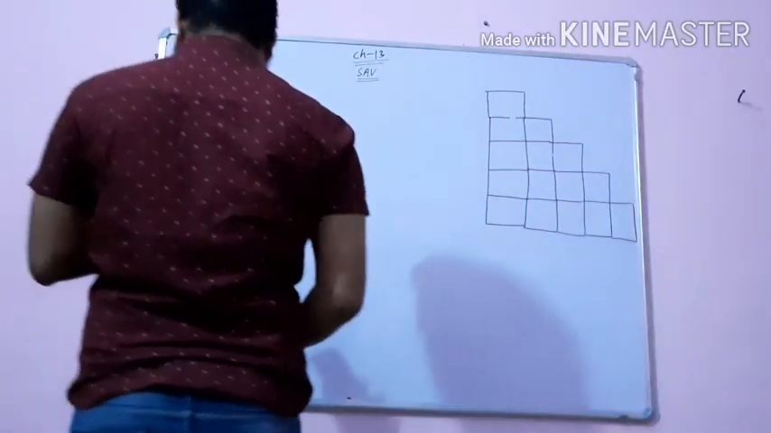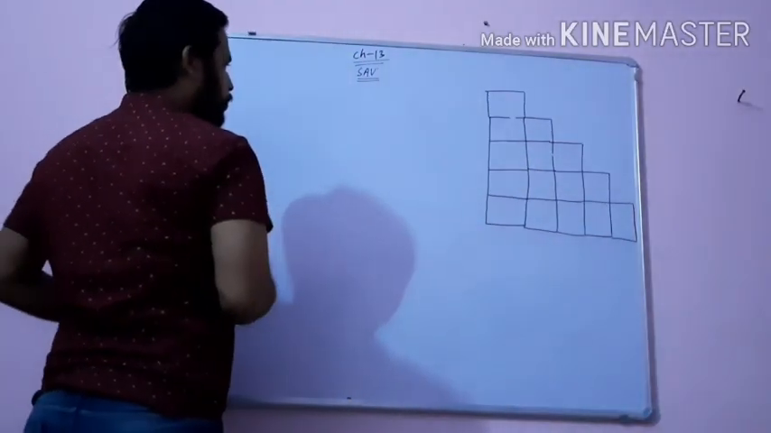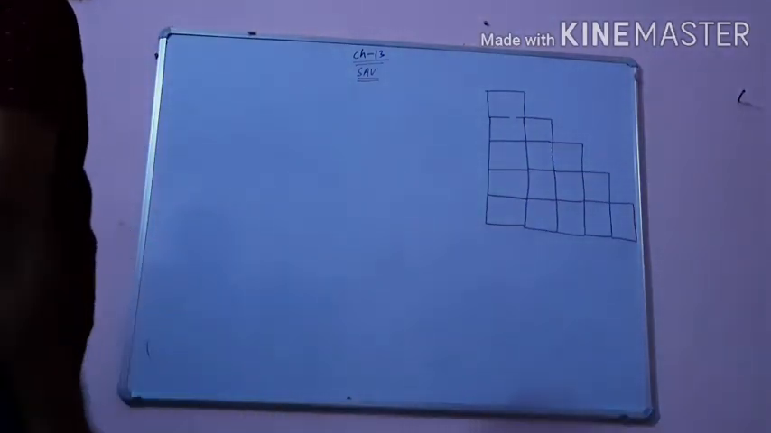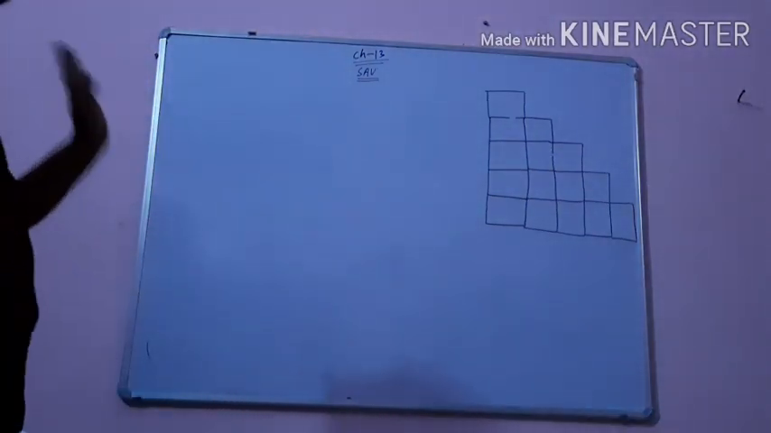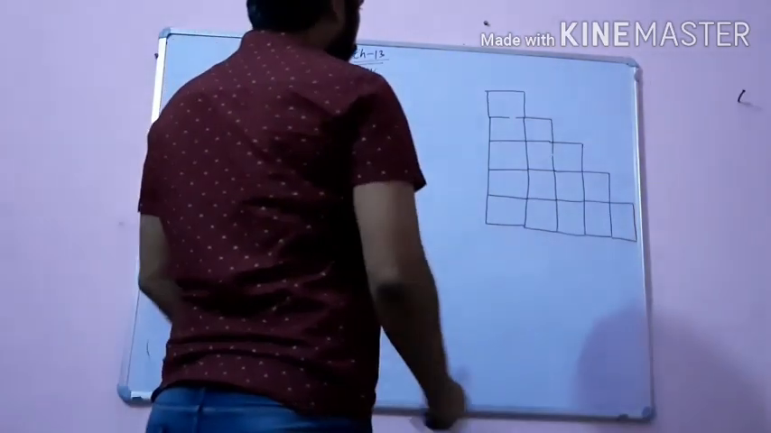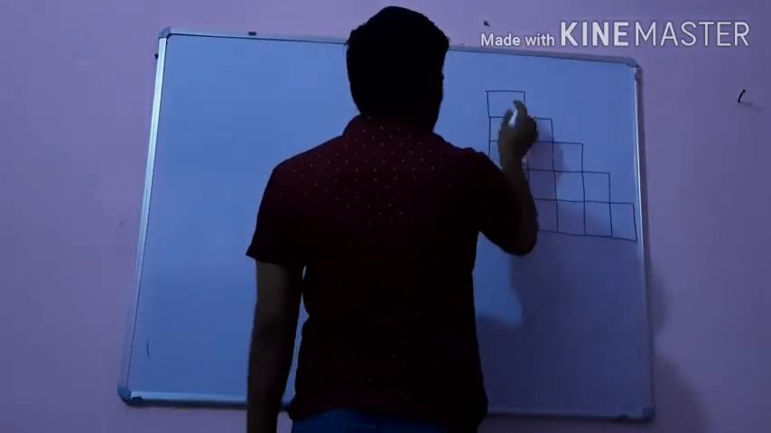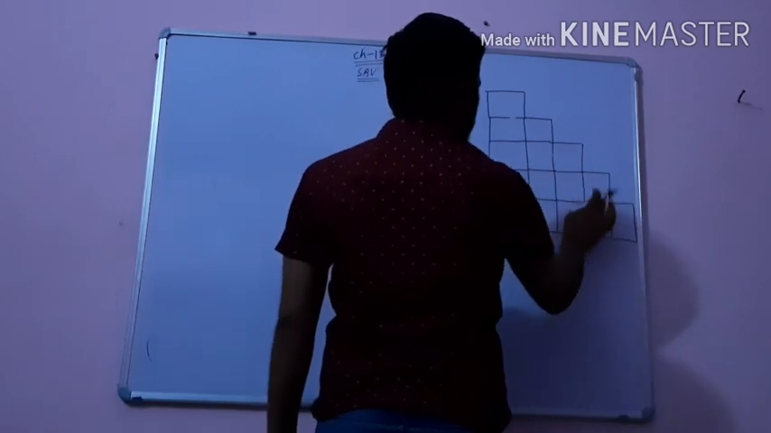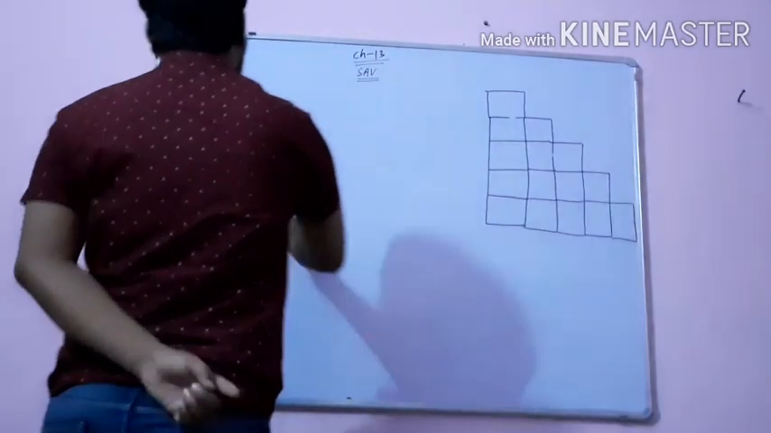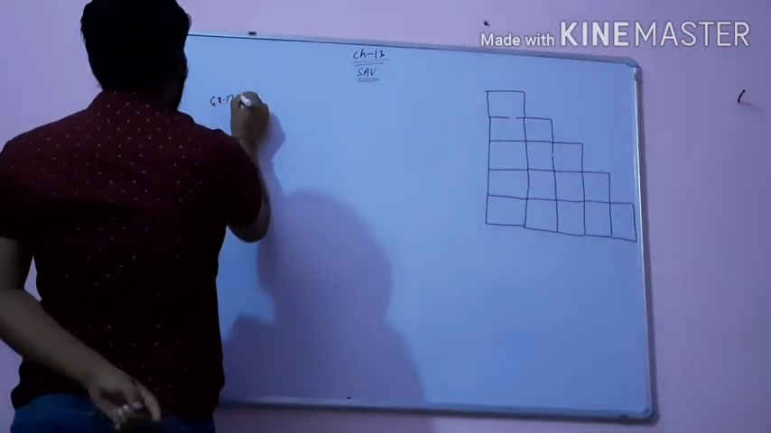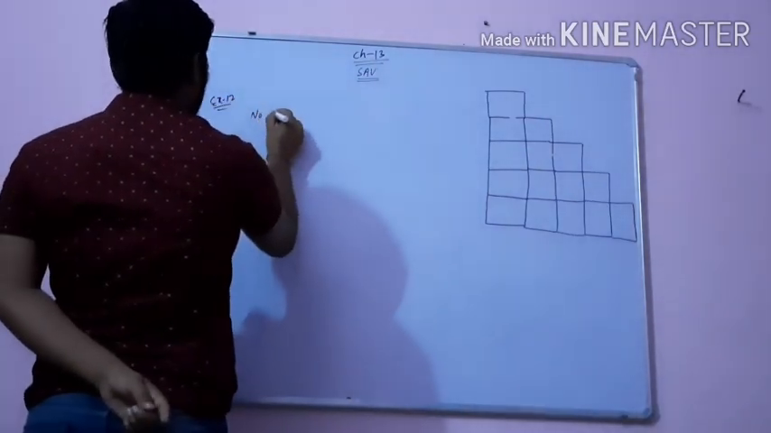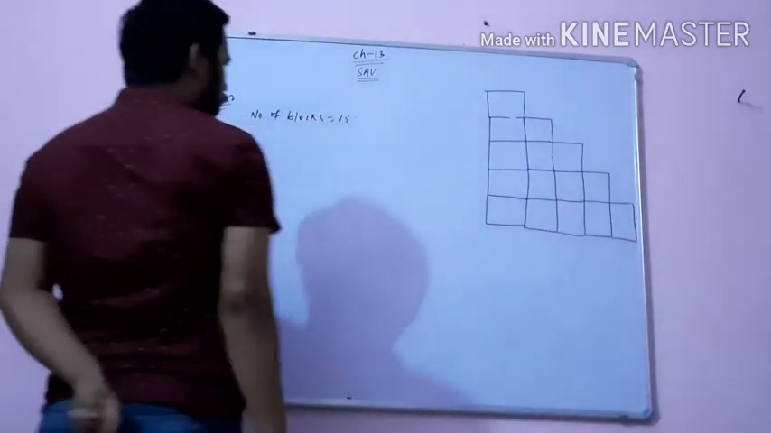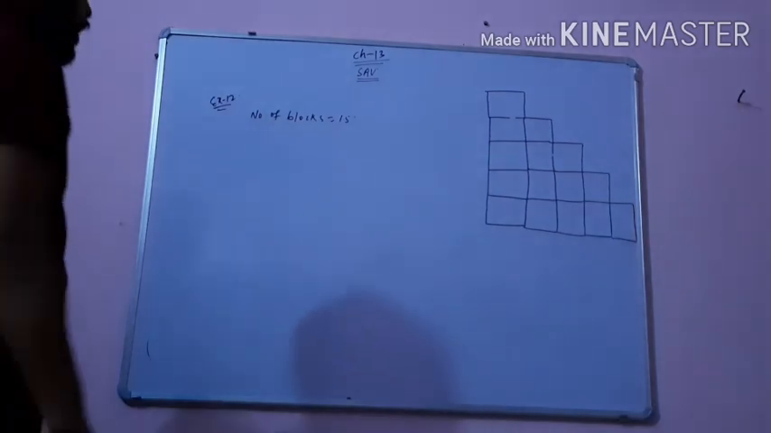Now, in this question, what is given? A child is playing with the blocks of cube. The total number of blocks is 1, 2, 3, 4, 5, 6, 7, 8, 9, 10, 11, 12, 13, 14, 15. In example number 12, the number of blocks equals 15.